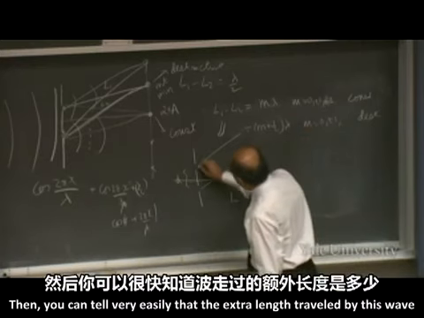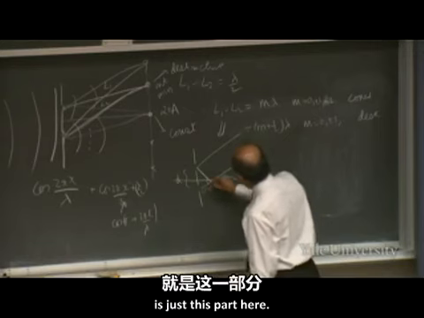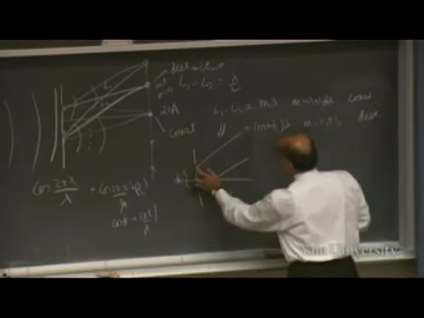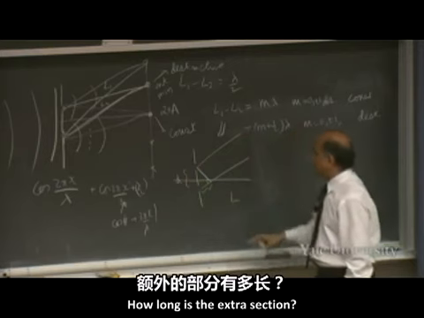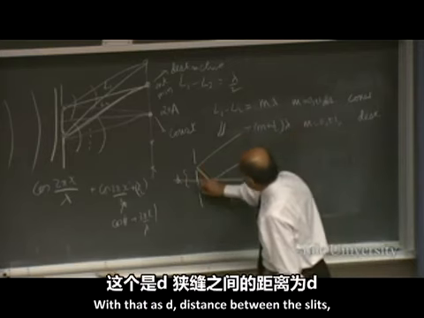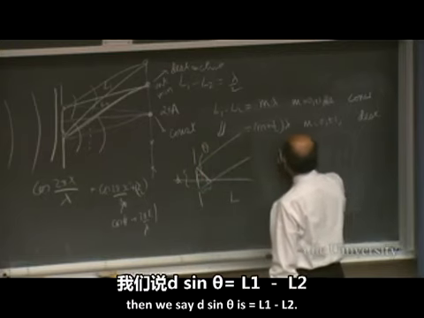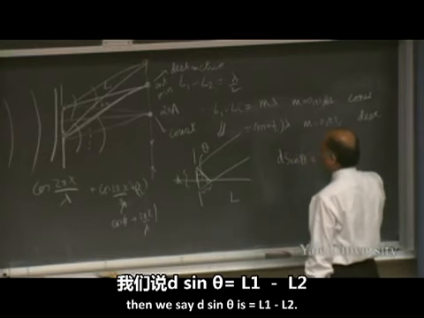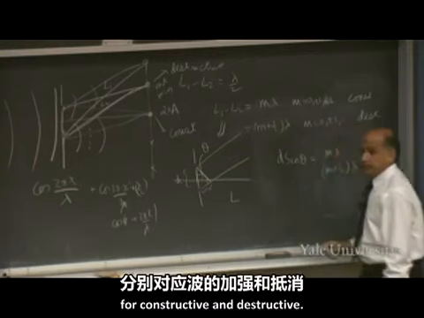Then you can tell very easily that the extra length traveled by this wave is just this part here. Do you see that? Because this part cancels out. So drop a perpendicular here. Those two are equal in length going out to infinity. That's the extra section. How long is the extra section? Well, that is d, distance between the slits. If that angle is theta here, then we say d sine theta is equal to L1 minus L2. And that's what you want to be, either m lambda or (m plus 1/2) lambda for constructive and destructive.